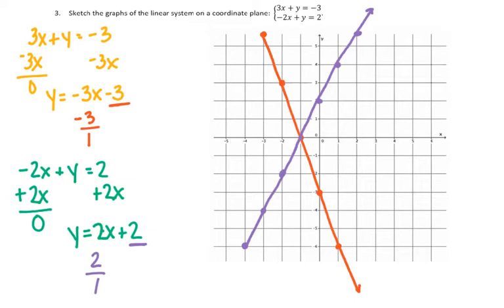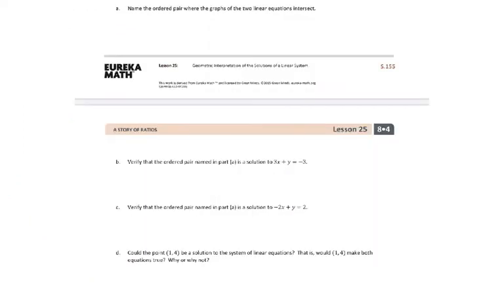So when they ask me in my next slide where these two lines cross or intersect, or what the solution to my linear system is, I can say that it is -1, 0 because that's where the two lines are crossing. They're crossing at -1 on the x-axis and 0 on the y-axis. So let's actually move on to that question. It says, name the ordered pair where the graphs of the two linear equations intersect. So we already said that that would be -1, 0.